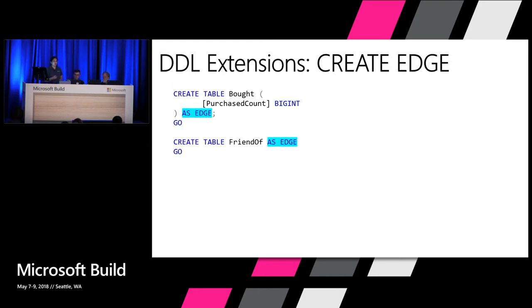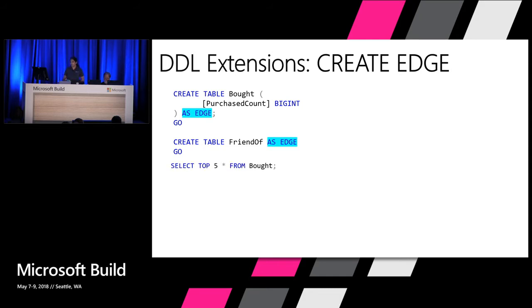Now let's look at how you will create an edge. Again, it's just like creating a table. You add as edge in the end. All types of data types are supported, all types of constraints are supported, all types of indexes are supported, including the clustered column store and non-clustered column store indexes. An edge table may or may not have any user-defined attributes. For example, the friend of edge here does not have any user-defined attributes, and that's allowed.